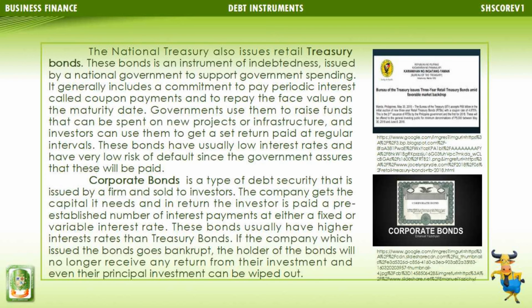These bonds usually have low interest rates and very low risk of default since the government assures that this will be paid. A corporate bond is a type of debt security that is issued by a firm and sold to investors. The company gets the capital it needs, and in return, the investor is paid a pre-established number of interest payments at either a fixed or variable interest rate. These bonds usually have higher interest rates than treasury bonds. If the company which issued the bonds goes bankrupt, the holder of the bonds will no longer receive any return from their investment, and even their principal investment can be wiped out.